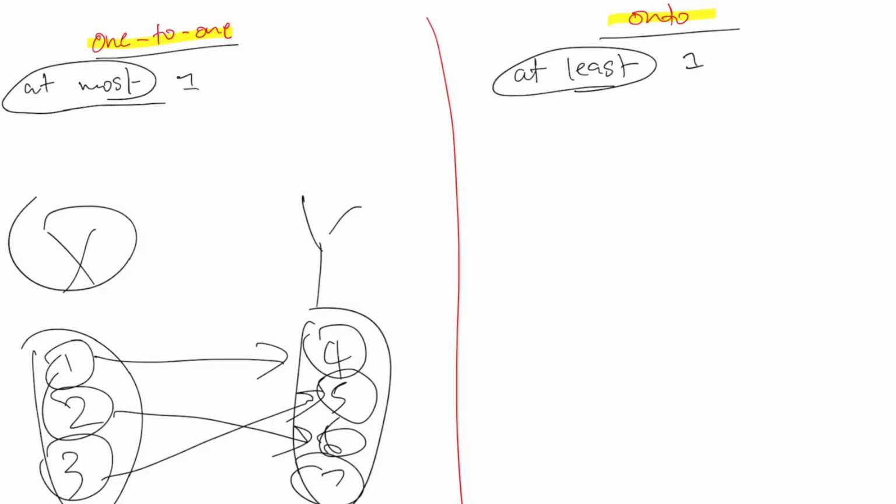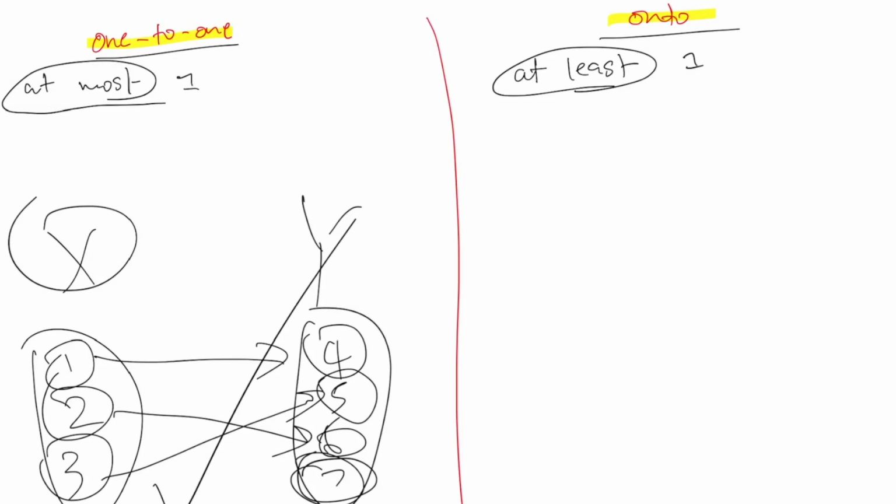Well, that's not a problem, because the definition of a one-to-one function just requires that every output is related to at most 1 input and no more than that, just like we have here. So 7 being left alone is fine.